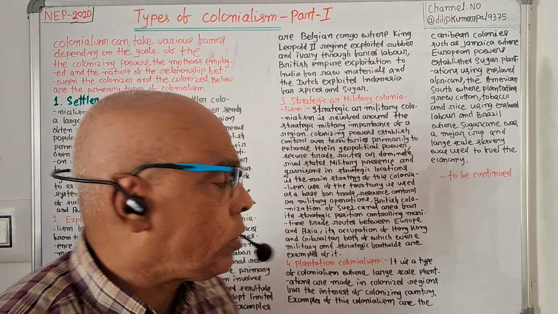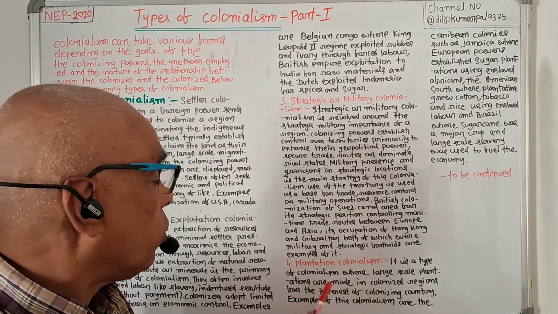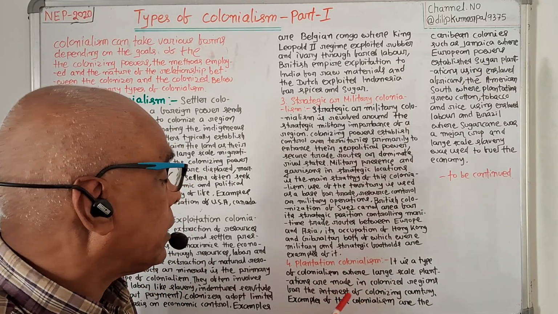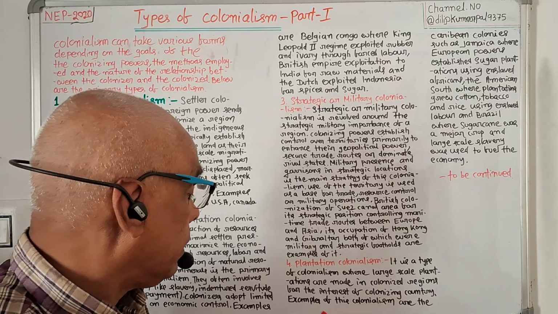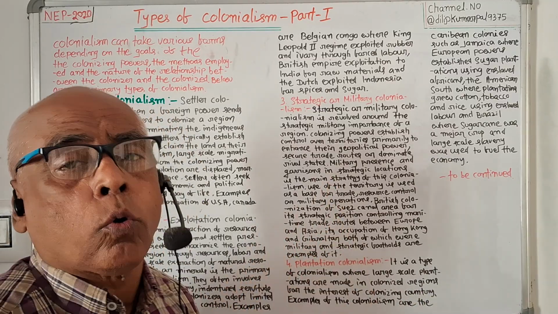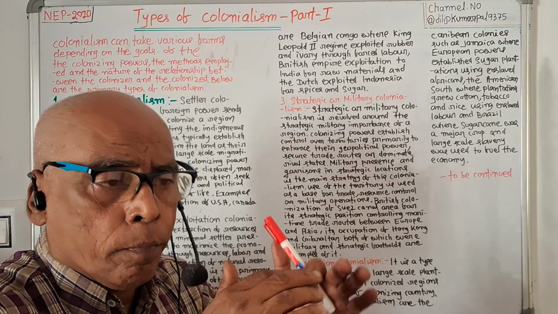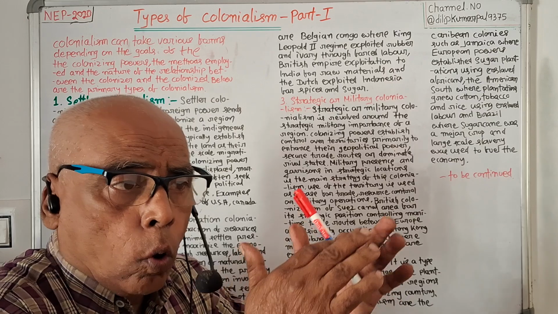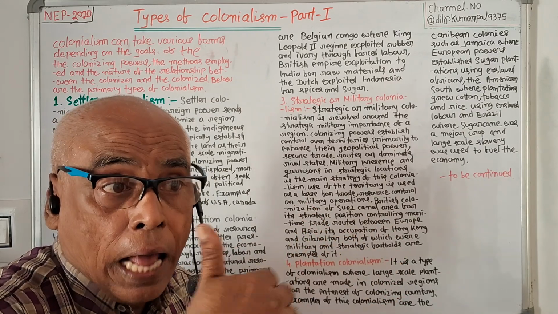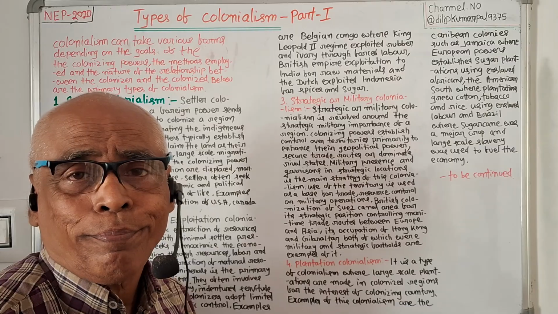Then another type of colonialism is plantation colonialism. It is a type of colonialism where large-scale plantations are made in colonized regions for the interest of the colonizing country. Plantation colonialism is a colonialism where a colonizing country will make large-scale plantations in a colonized country for its interest.